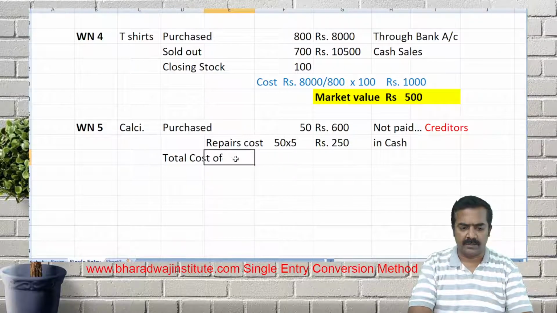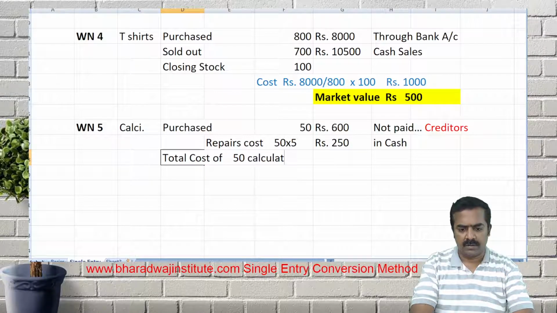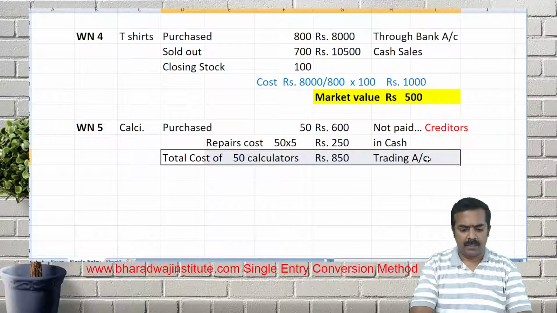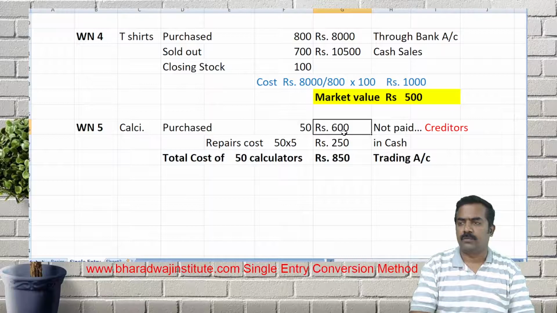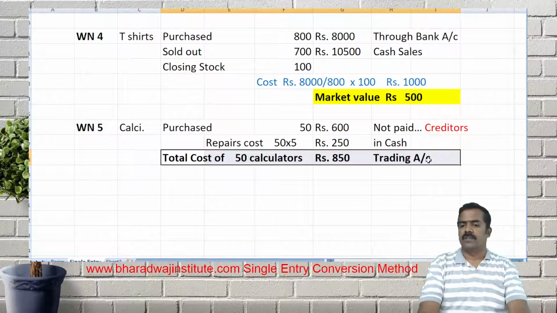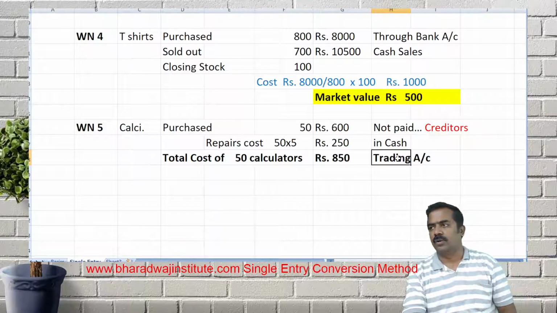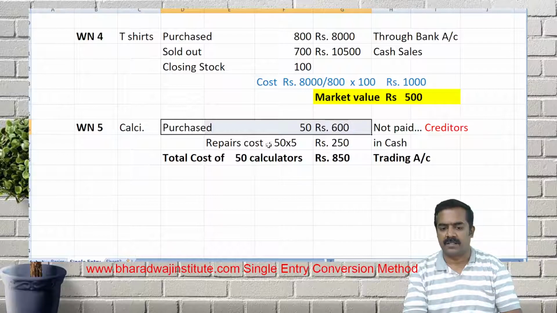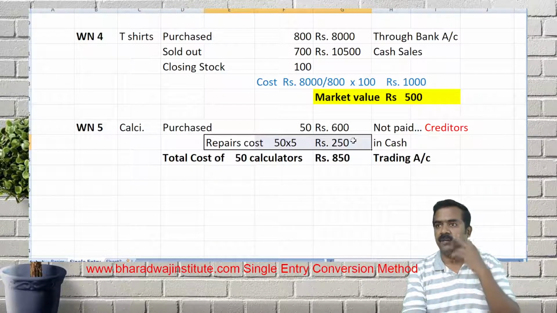So what is the total cost of the calculators? 850. This will be recorded in trading account. You pay the supplier 600, repair 250. What is the total cost of 50 calculators? 850. That will come in trading account as purchases. Payable to the supplier 600. Repair cost is also part of which cost? Purchase cost.